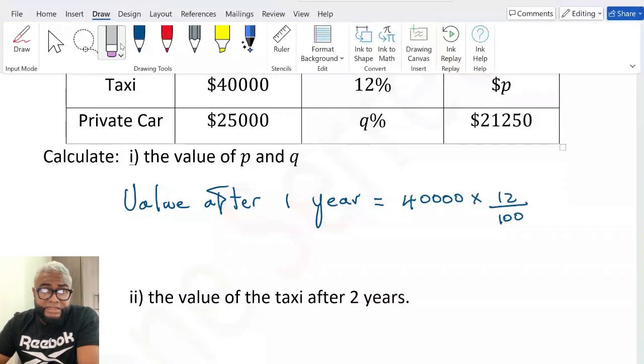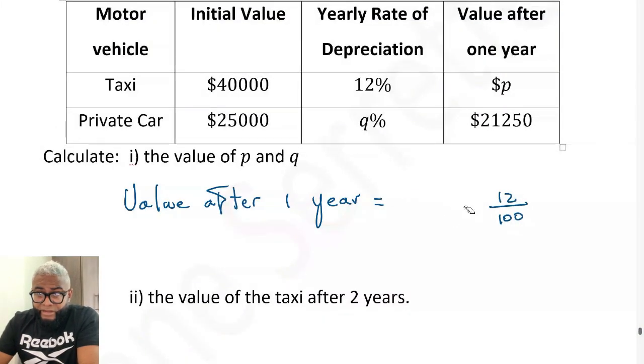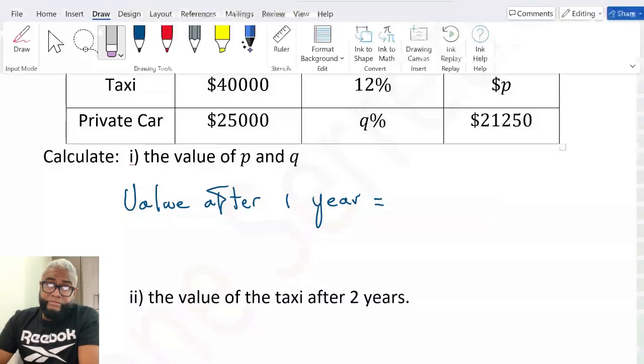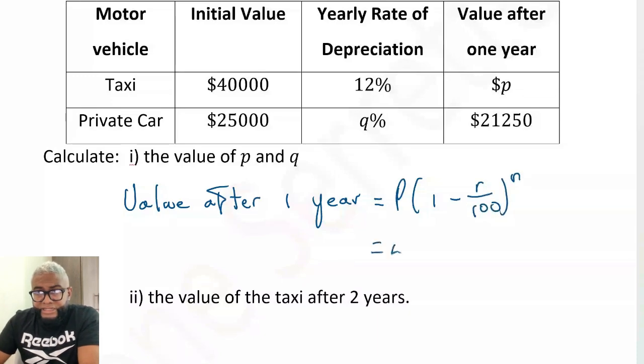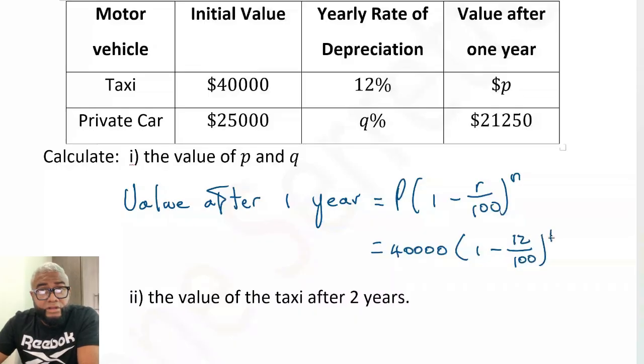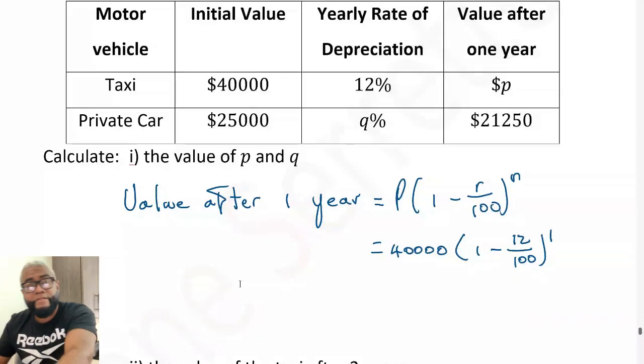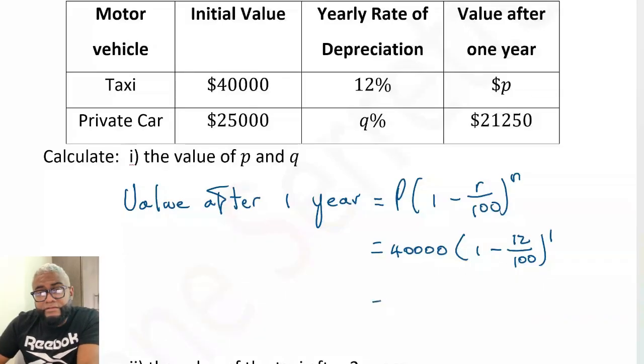Or we could use the same formula for the value after 1 year. Yes, let's use the same formula. So it's P open bracket 1 minus R over 100 to the power of N. So there you go. The initial value is 40,000 by 1 minus 12 over 100. How many years? 1 year. What is the value after 1 year?